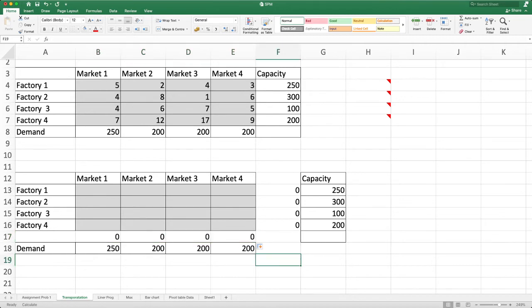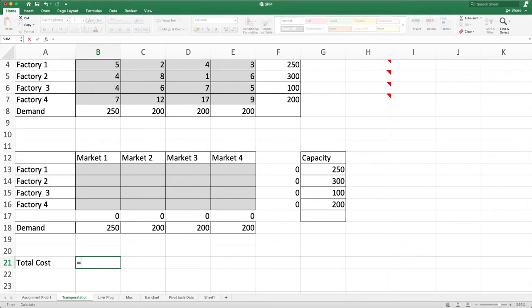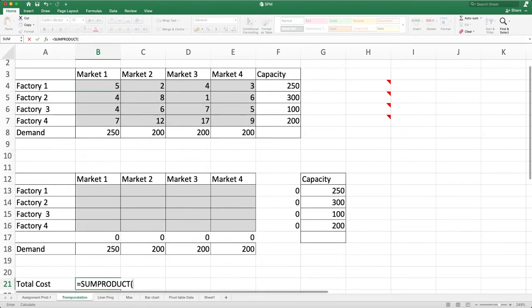So we have to check. That's why we have made this formula. Once the decision variables come, definitely they should tally with the demand as well as the capacity. So next is total cost. Total cost is equal to SUMPRODUCT. This is an inevitable formula for linear programming. Sum product of unit cost. You can see the unit cost.